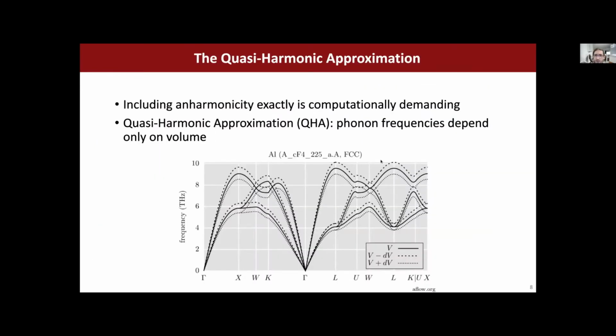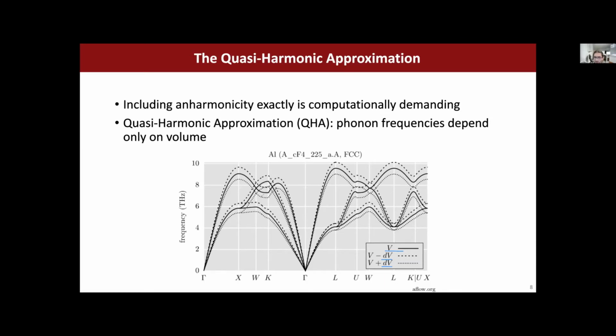The deal is that including anharmonicity exactly is very, very computationally demanding, as Dr. Esters has mentioned already. But we know that one of the effects of anharmonicity is that frequency depends on temperature and also depends on volume. And we can take into account this dependency. So what we can do is a harmonic calculation for different volumes. Here you have an example plot of such a calculation, where the solid line is the volume in equilibrium, and we increase and compress the volume a bit. As you can see, the frequency actually changes.